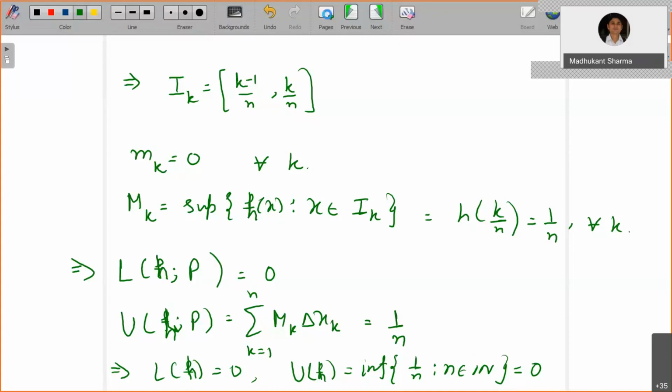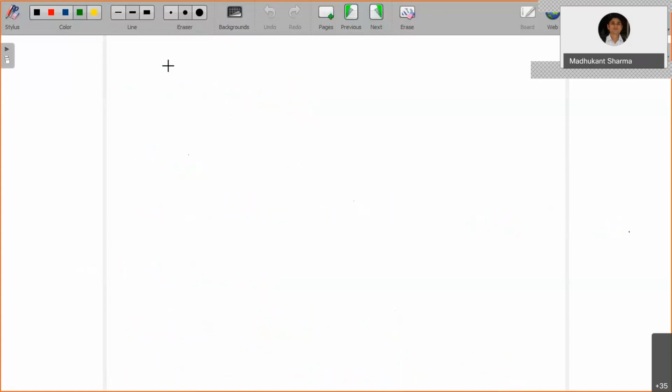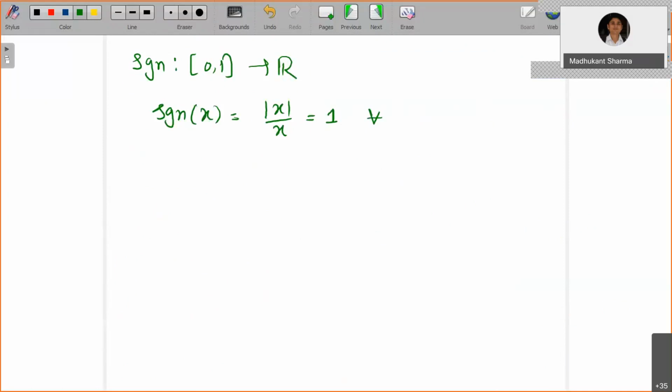Okay. Now, what about the signum function? The signum function, if you define it on the interval 0, 1 to R only, is defined as signum of x equal to mod x by x, which is equal to 1 for all x belonging to the open interval 0, 1, and it is equal to 0 for x equals 0. So this is continuous everywhere except at x equals 0.